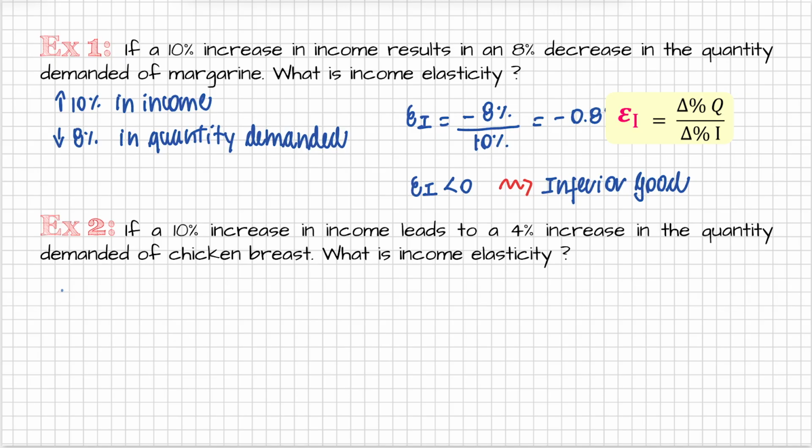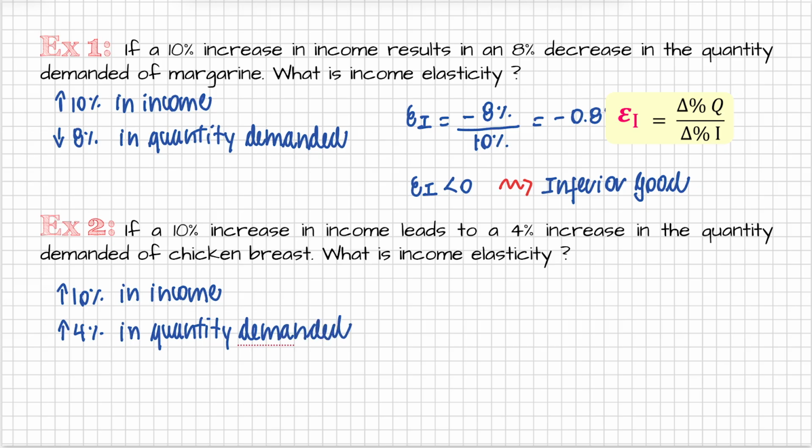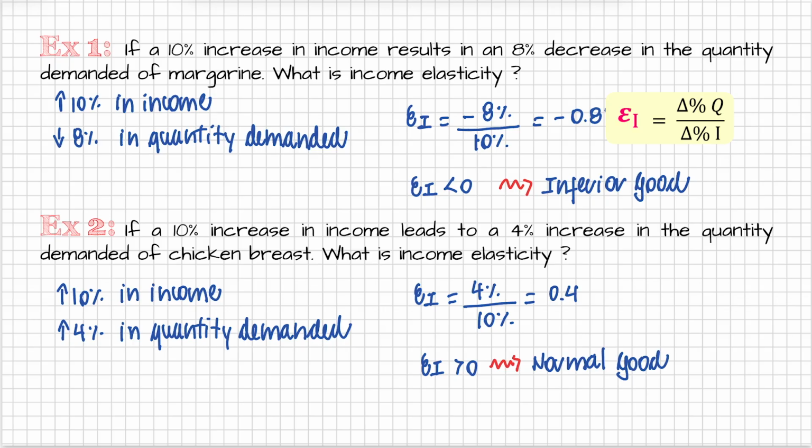Example 2. A 10% increase in income leads to a 4% increase in the quantity demanded of chicken breast. Since income and quantity demanded move in the same direction here, we'd expect that chicken breast is a normal good. Let's check. 4% divided by 10% gives us 0.4. Positive, so yes, a normal good. But it's not a luxury good since the income elasticity is less than 1.